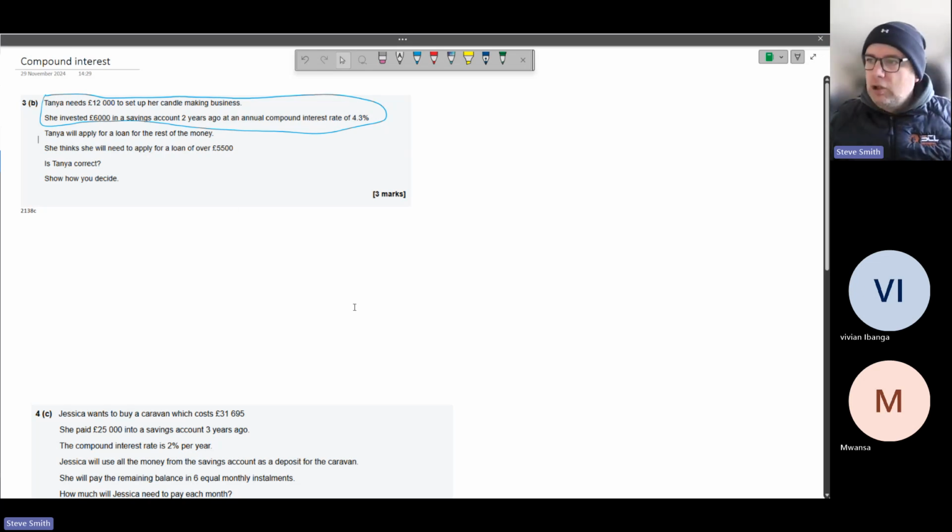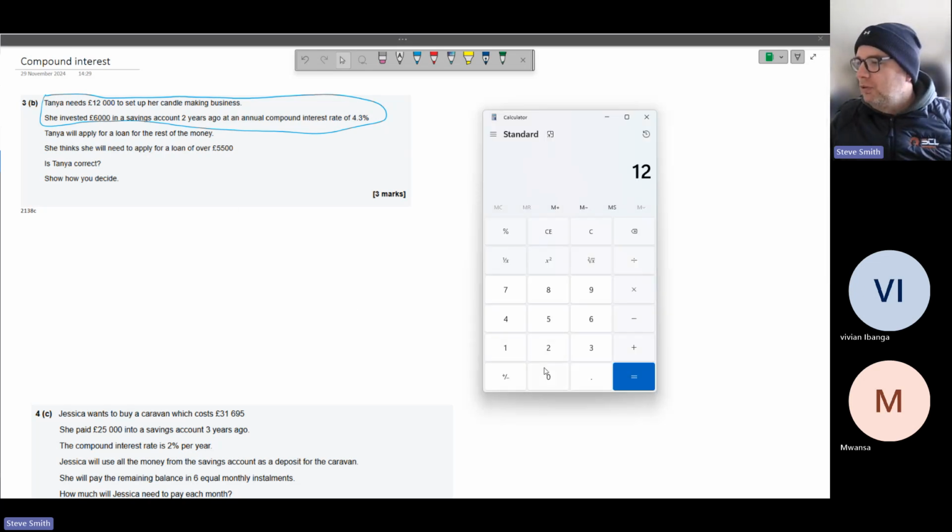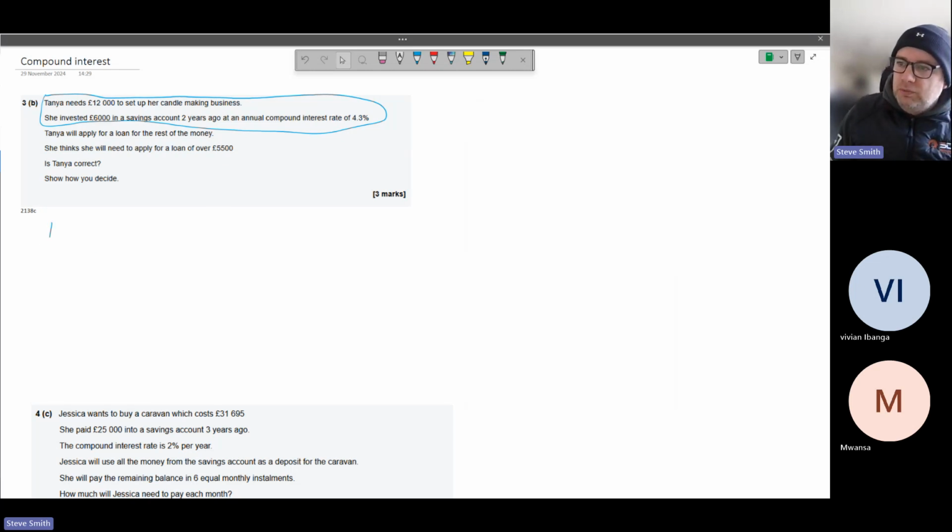So let's have a look at the compound interest part. We've got £12,000. Oh no, that's what she needs. We've got £6,000. If she had £12,000 already, she wouldn't need to go for a loan. So she's got £6,000, and we're multiplying it by itself. So we've got 1, then 0.043. Oh my gosh, making so many mistakes today already.